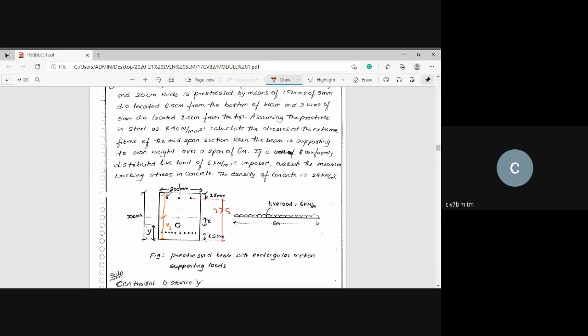So this is called YB, that is neutral axis, sorry, this one is YT, that is the neutral axis distance measured from the top, and this one is YB. Since it is a rectangular section, the centroidal axis lies exactly at the center. So YT is equal to 150 and YB is equal to 150.